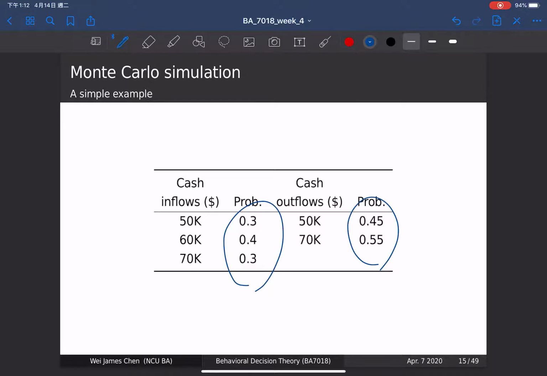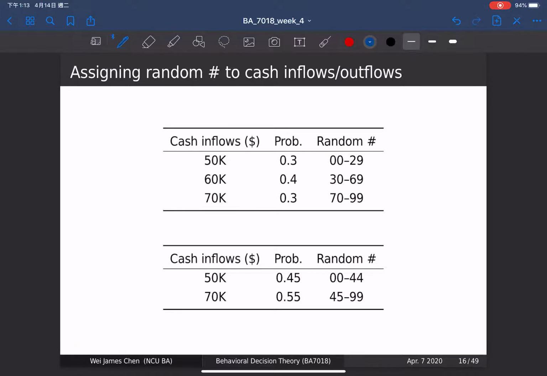But that's not the only way you can get a net cash flow of 0. You can also have a cash inflow of 70K and a cash outflow of 70K, and also get a net cash flow of 0. So there are too many different cases. Even with this simple example, there are at least 3 times 2, 6 different cases. So one way to know the whole distribution is not to do theoretical calculation, but rather to use a computer to help us simulate it.